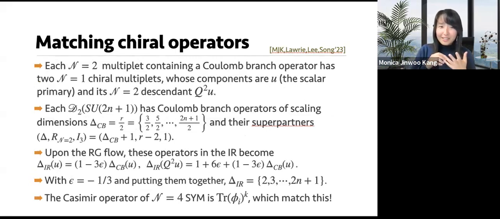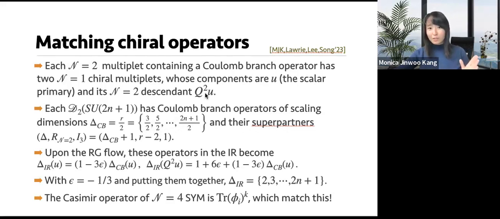Now, let's look at what's going to happen with the Casimirs and the Coulomb branch operators. Each N=2 multiplet containing a Coulomb branch operator has 2 N=2 chirals, whose components are the scalar primary that I'm going to call U, and its N=2 descendants, Q squared U. Then each D2 SU(odd) has Coulomb branch operators of scaling dimensions R over 2, all the odds divided by 2.